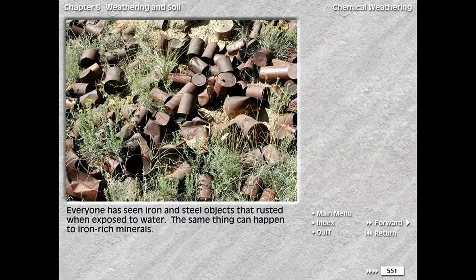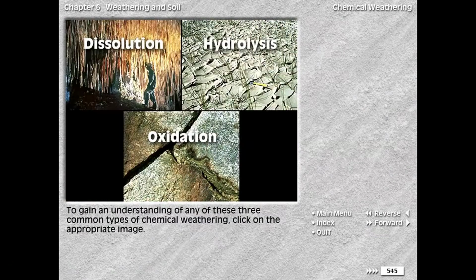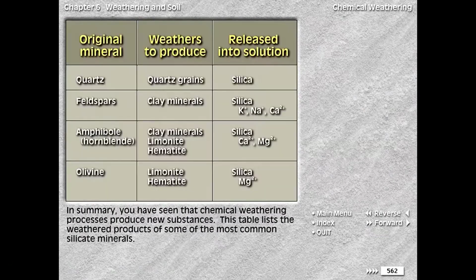Everyone has seen iron and steel objects that rusted when exposed to water. The same thing can happen to iron-rich minerals. In summary, you have seen that chemical weathering processes produce new substances. This table lists the weathered products of some of the most common silicate minerals.